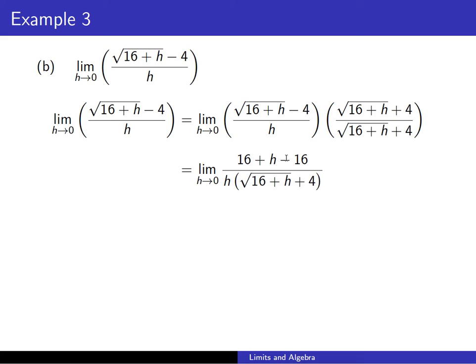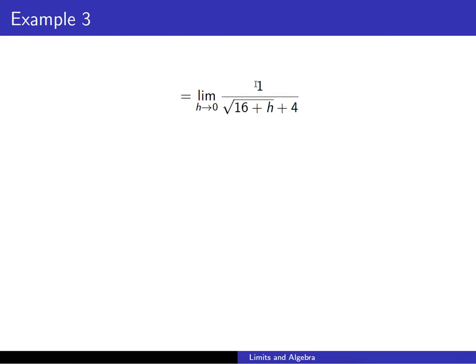The 16 minus 16 simplifies to 0, so we just have h over h times the square root of 16 plus h plus 4. Now h over h simplifies to 1, so much like the last one simplified to negative 1, this one will simplify to positive 1. Now if we use direct evaluation, put in h as 0, we get 1 over the square root of 16 plus 0, and then plus 4, which gives us 1/8 as our limit.